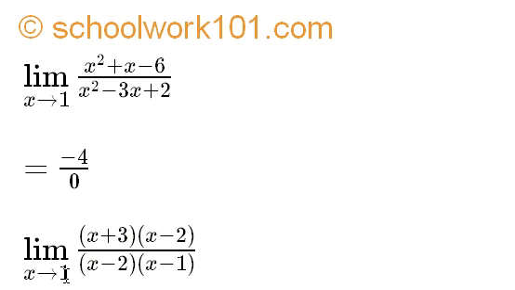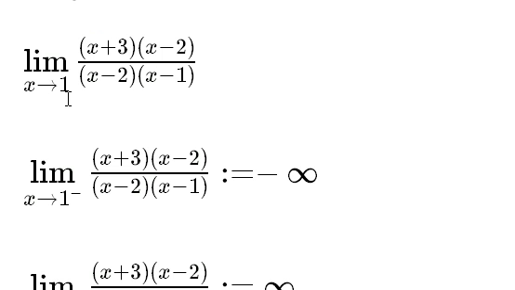Now remember, we're approaching 1 here. All I'm concerned about is us approaching 1. If I plugged 1 in, this is where the 0 is occurring down here in the denominator, because 1 minus 1 is 0.